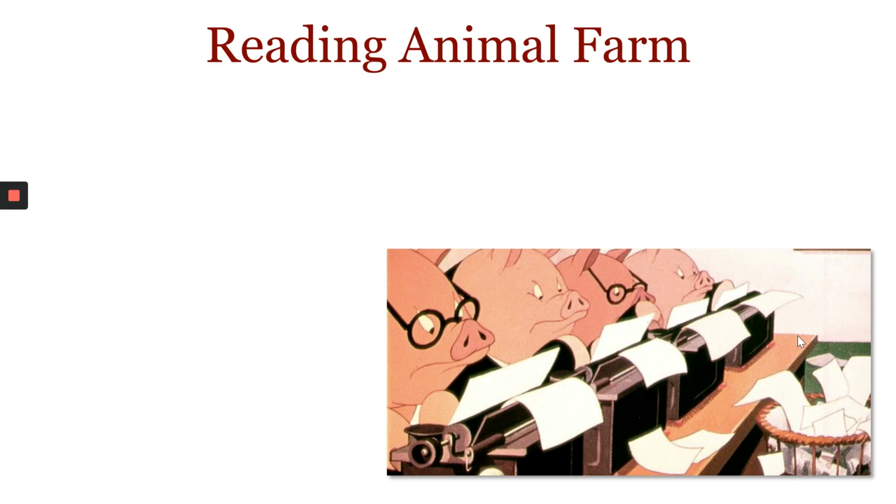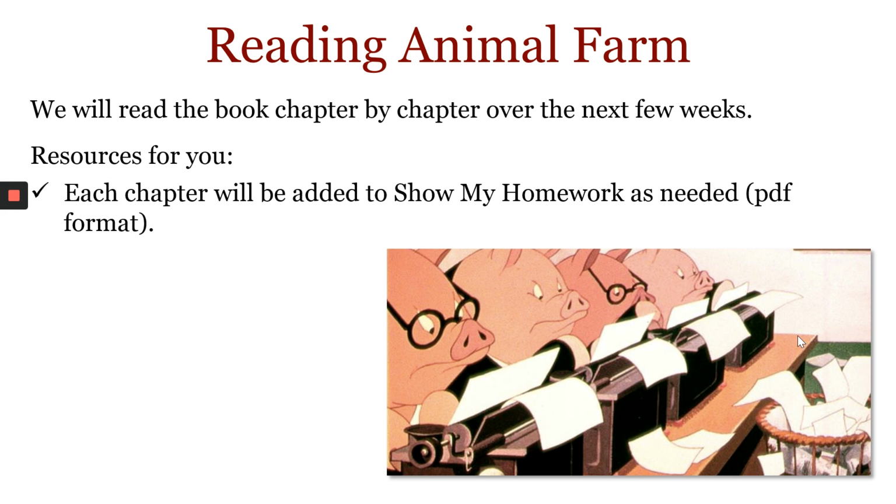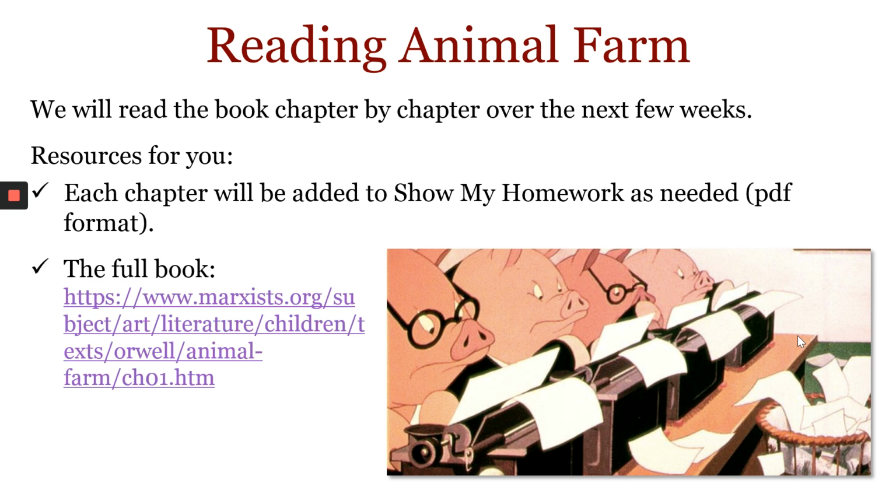So I'm going to talk you through what resources we've got in place to help you do that. We're going to be reading the book chapter by chapter over the next few weeks, and the resources we've put together are principally to add each chapter in PDF format to show my homework. So for this lesson, you'll be able to see that there's a PDF attachment of chapter 1 of Animal Farm, and we'll be doing that every time you need to read a new chapter. You can also access the full book by following this link. This will allow you to go back over previous chapters if you want to, or perhaps to cheekily read ahead in the text if that's what you'd like to do.